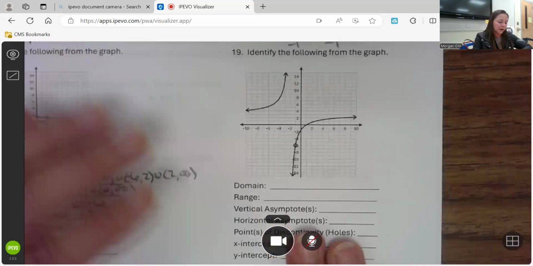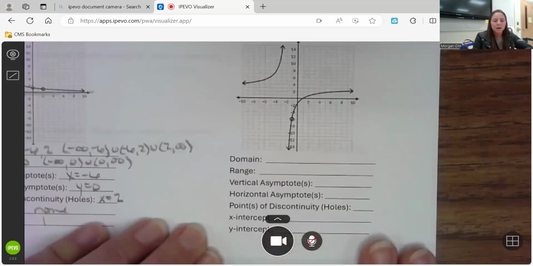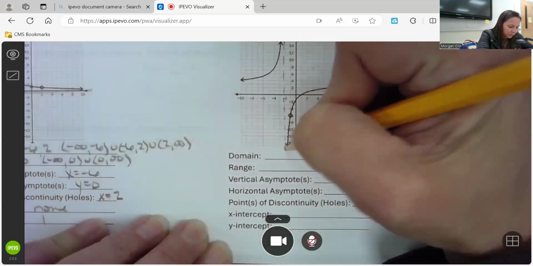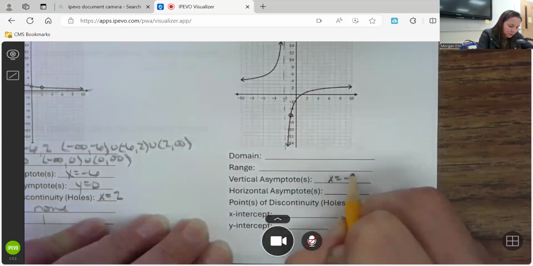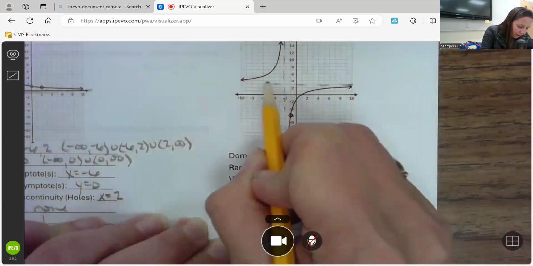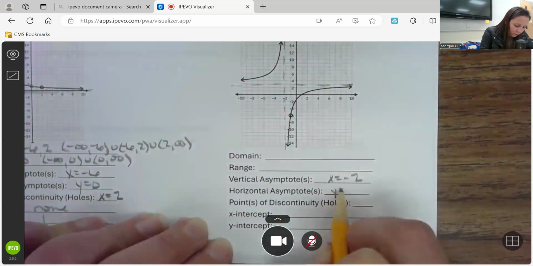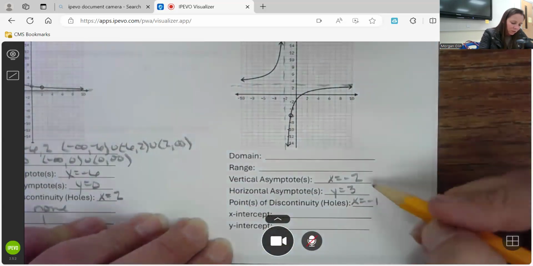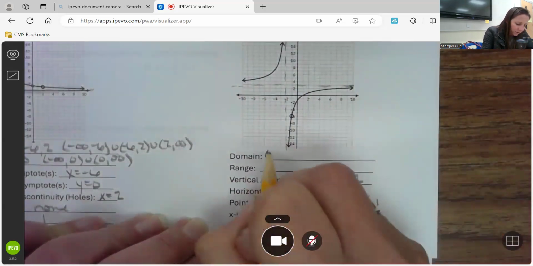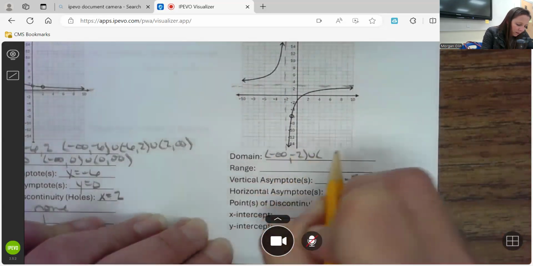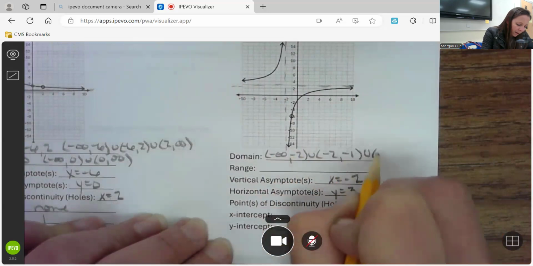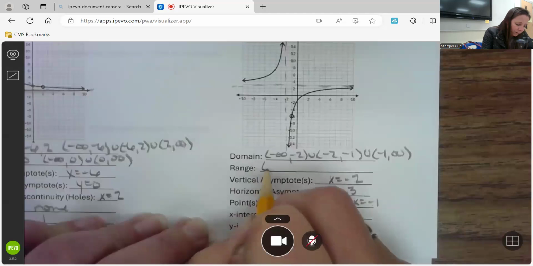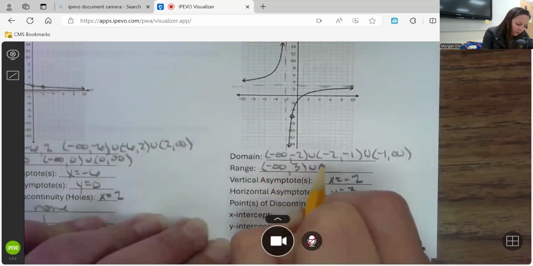All right, so let's go to this one right here. Same thing. We can come up with our vertical asymptote. Here's our vertical asymptote at x equals -2. It looks like our horizontal asymptote is here at 3, so y equals 3. And it looks like we have a hole at x equals -1. So my domain's not going to equal -2 or -1. So negative infinity to -2, -2 to -1, and -1 to infinity. And then for y's, it's not going to equal 3. So negative infinity to 3 and 3 to infinity.